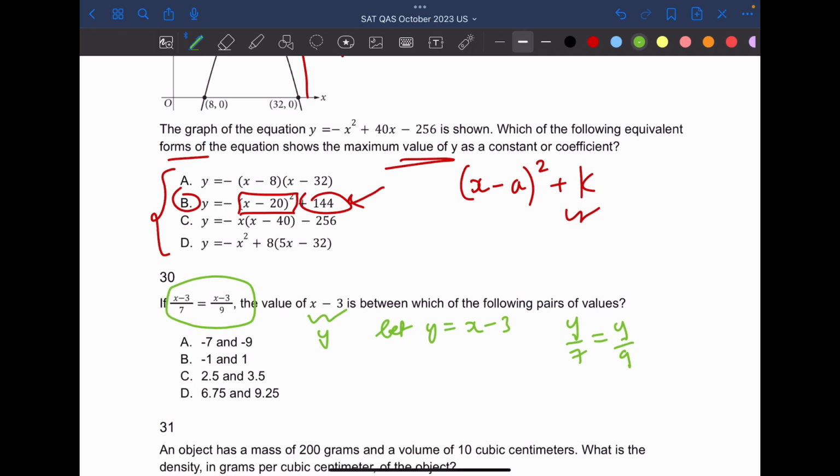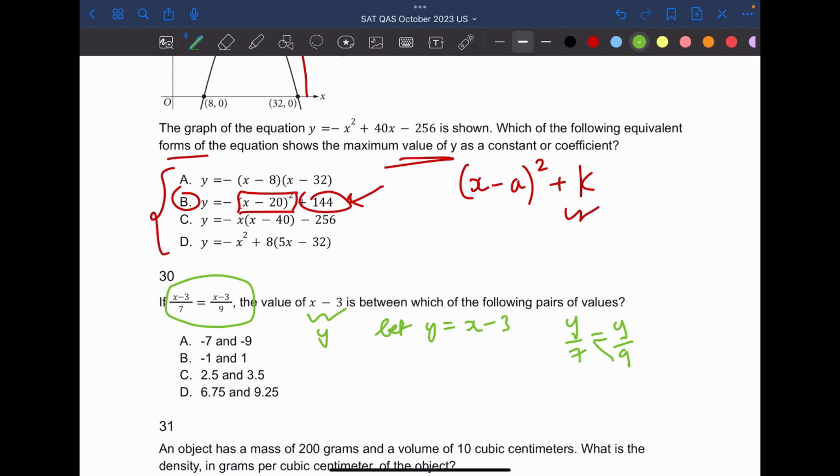And now all I have to do is literally solve it. So what is the value of y? Cross multiply first. Bring the 9 up, bring the 7 up. So 9y is equal to 7y. Subtract 7y from both sides. Then 9y minus 7y is going to be equal to 0. That means 2y is equal to 0, which means y is equal to 0 as well if you divide both sides by 2. And that is your answer.